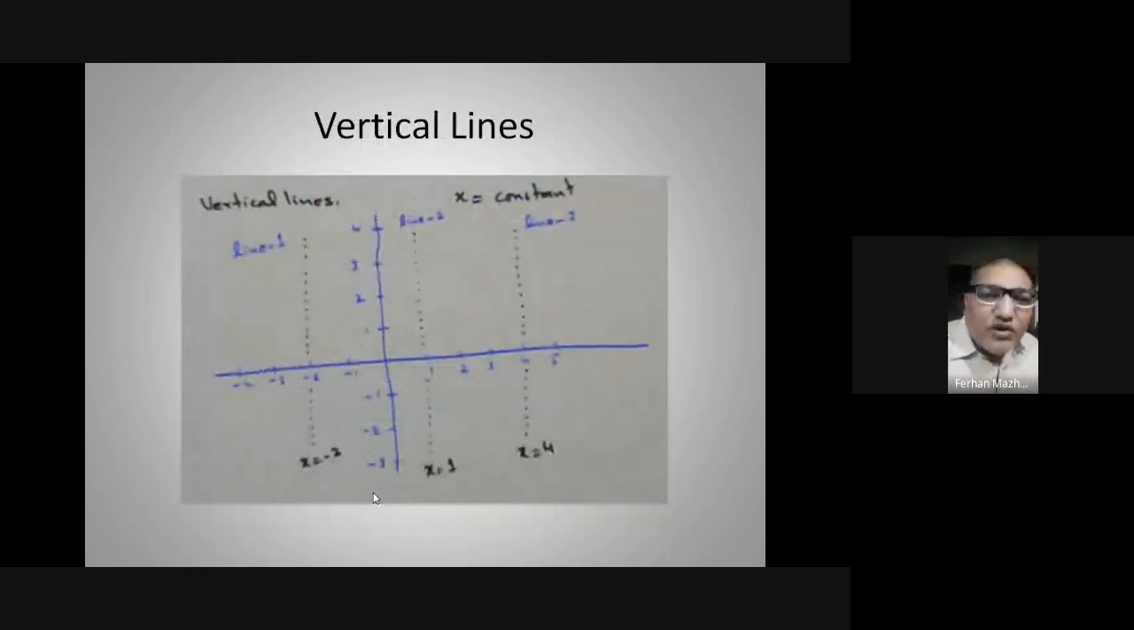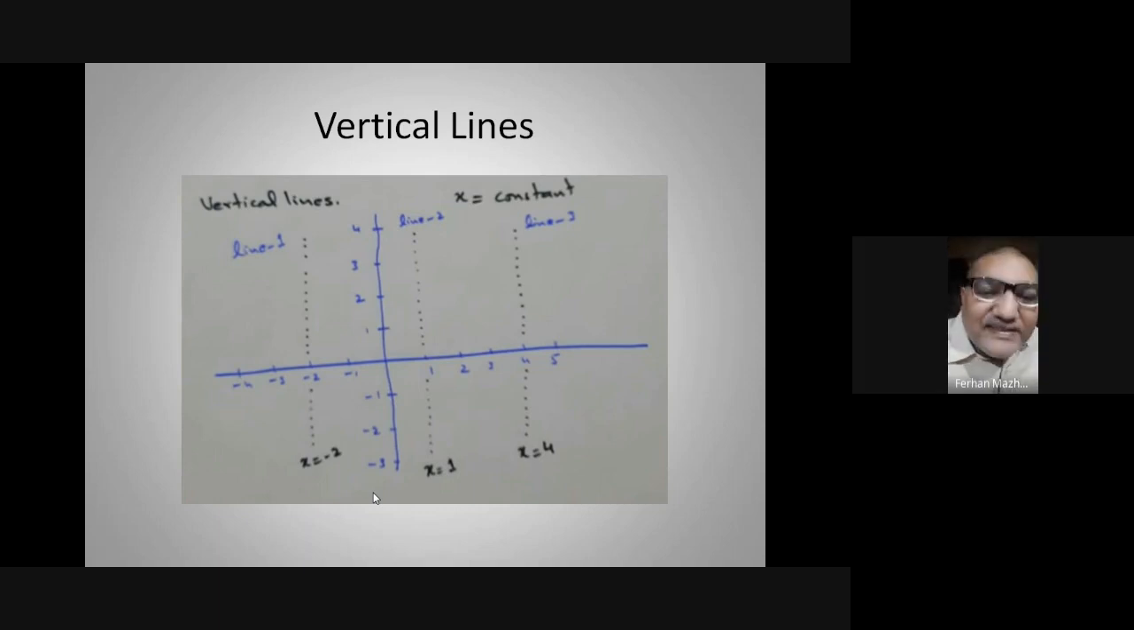Okay. Now we are talking about the vertical lines. The vertical lines are those lines which are parallel to the y-axis, and from up they go down, or from down they go up. These are called the vertical lines, and you can see that their equations are always x equals to constant. For your convenience, I have drawn there three lines.